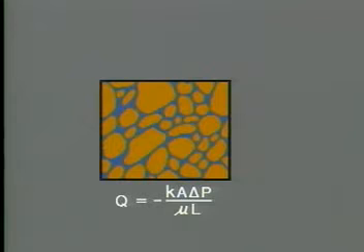According to Darcy's law, the volume of fluid flow per unit of time, Q, is equal to the negative of the permeability multiplied by the cross-sectional area, multiplied by the pressure gradient, and divided by the viscosity of the fluid and the length of the rock sample.